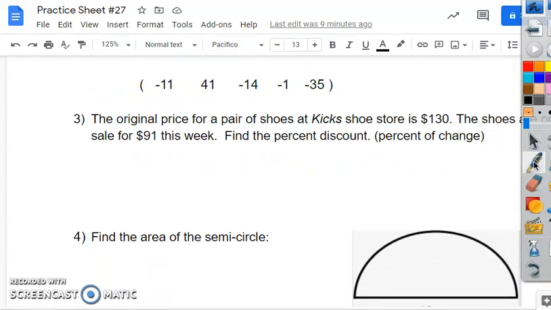So number 3 says, the original price for a pair of shoes at Kick's shoe store is $130. So original is $130.